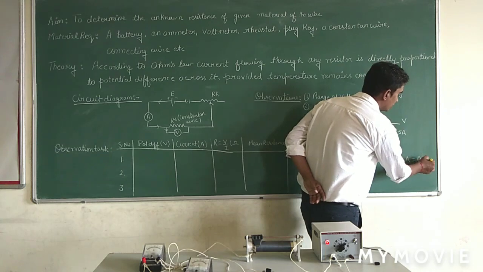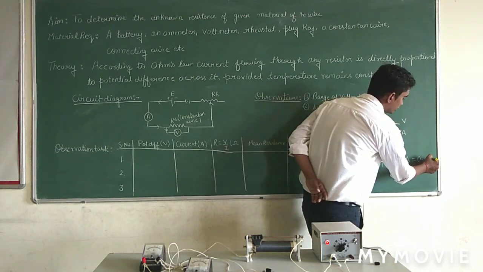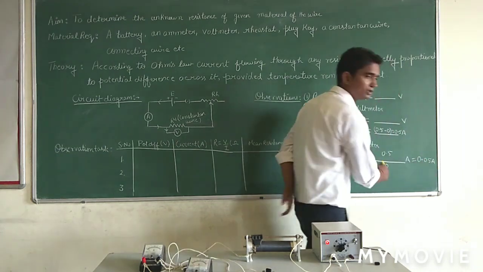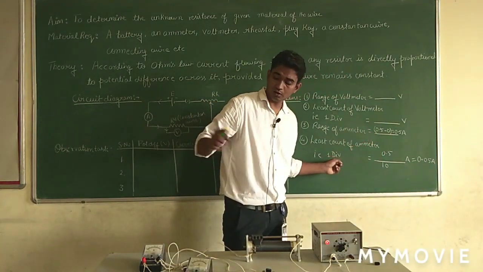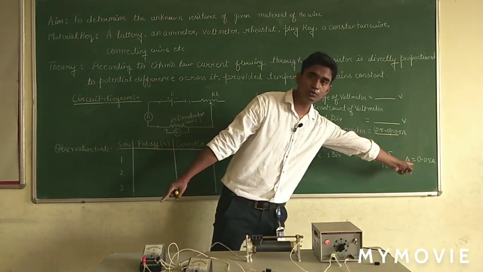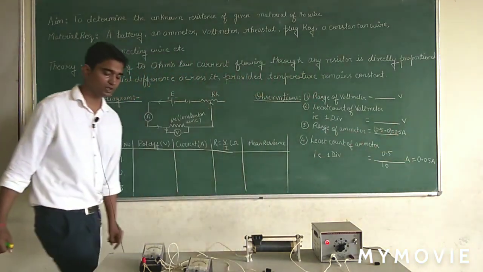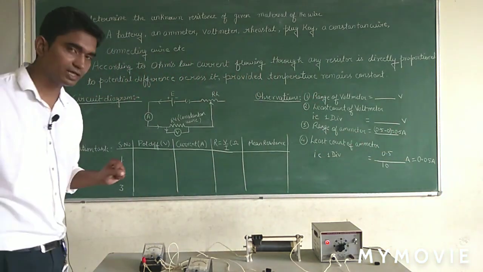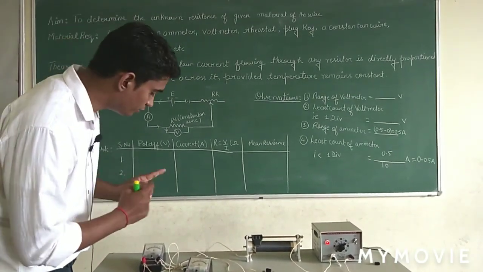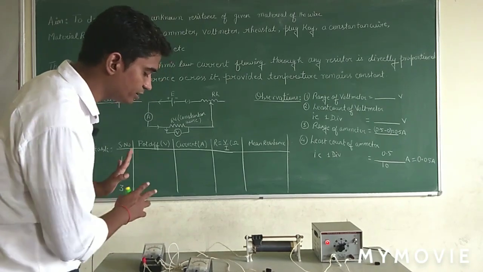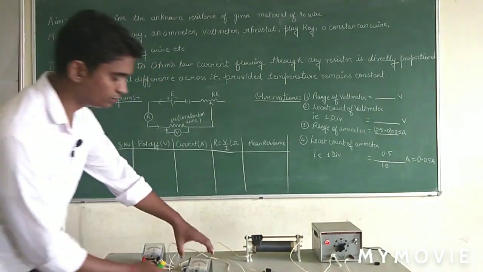So the least count comes out 0.05 ampere. It means that one division on this ammeter is equal to 0.05 ampere. Similarly, we will calculate the least count of the voltmeter. Now my voltmeter is similar to the ammeter, it has the same least count. You can also observe this.